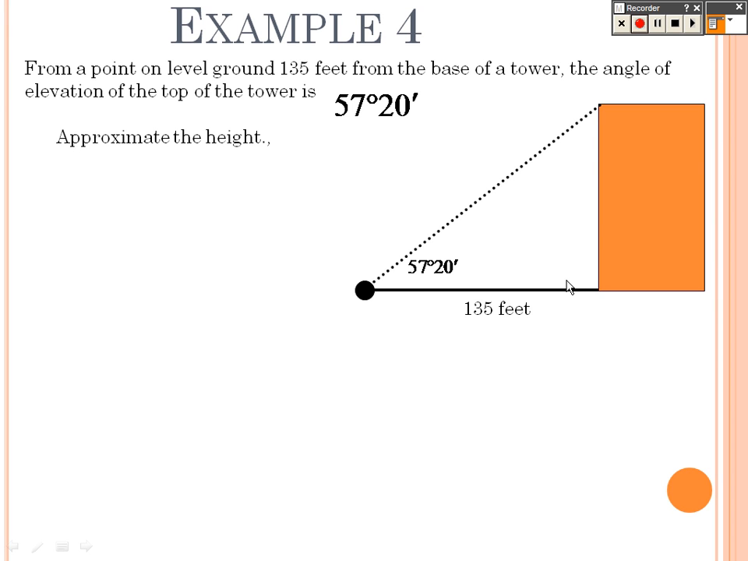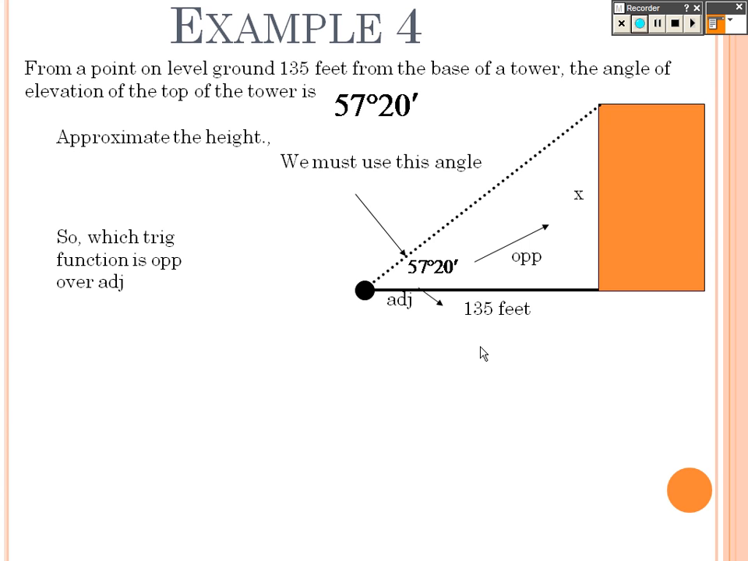We formed a right triangle, so that's 90 degrees there. I want to know the height of the tower. So I use this angle. From this angle, this is opposite, this is adjacent. So what formula uses opposite and adjacent? That's tangent. That's opposite. It's adjacent. So tangent is the only one I can use.